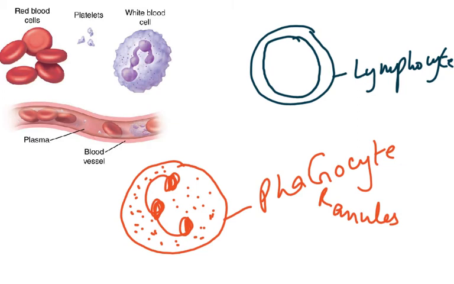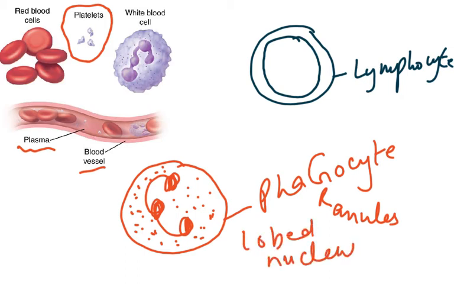So the liquid part is called the plasma, which has been labeled here, and then you can see the labeling of the blood vessel. And then we have three types of cells that they've shown you. Red blood cells and the platelets, which are cell fragments, as I said earlier. So platelets, and then the white blood cells. The white blood cells are of two types. Number one is the phagocyte, and the second is the lymphocyte. Now, the phagocytes have granules in their cytoplasm, and they have a lobed nucleus.